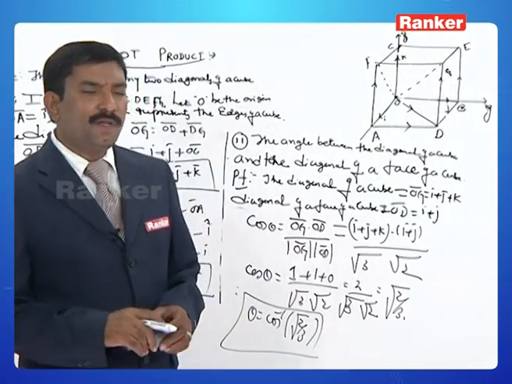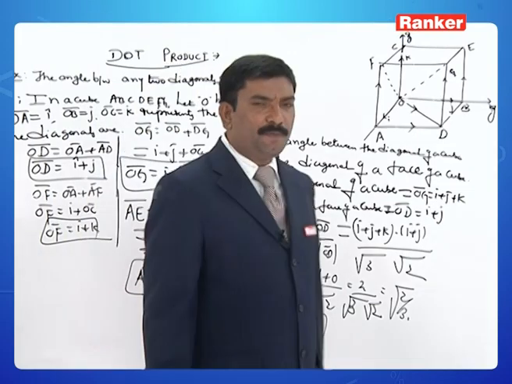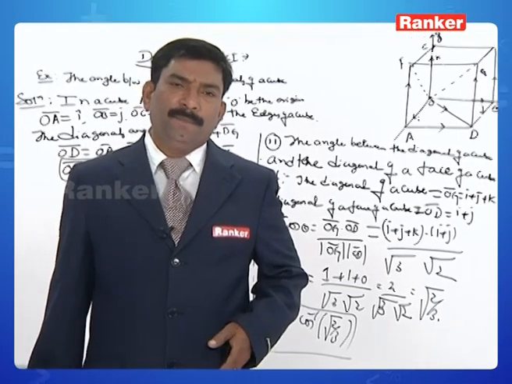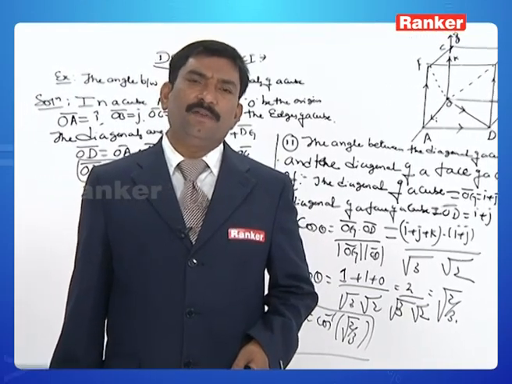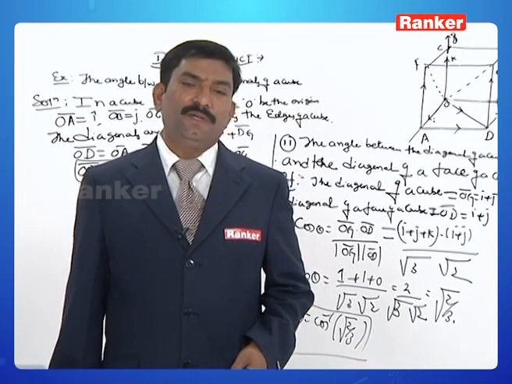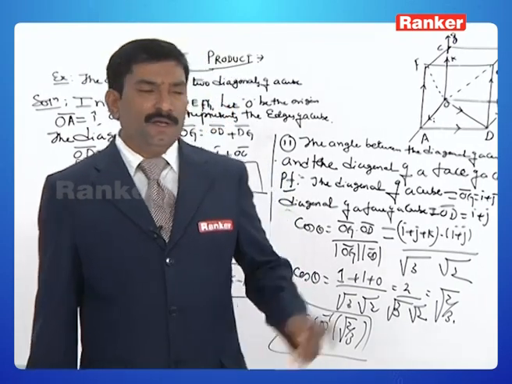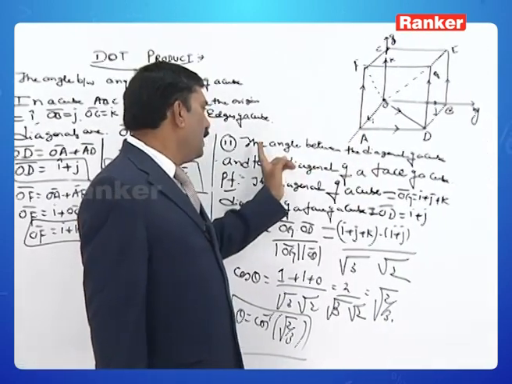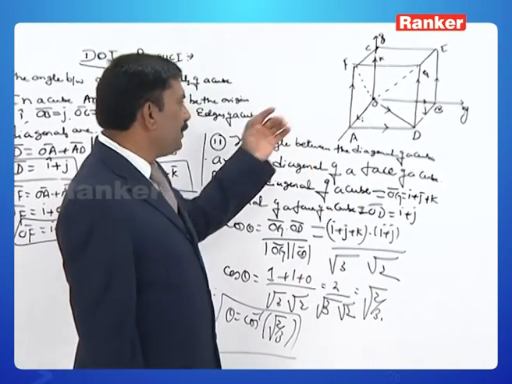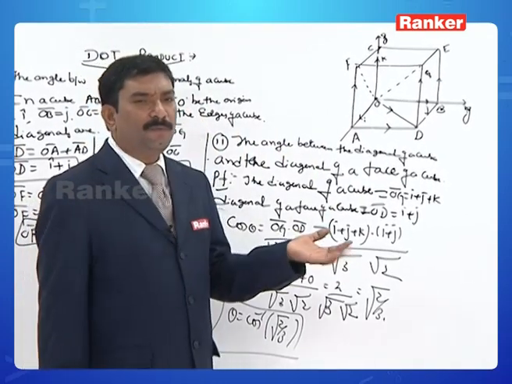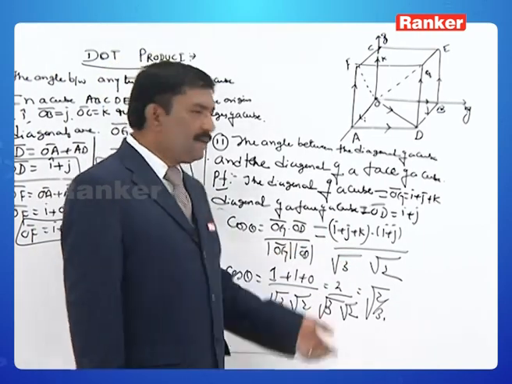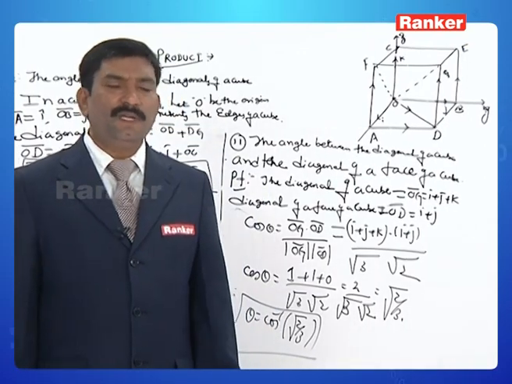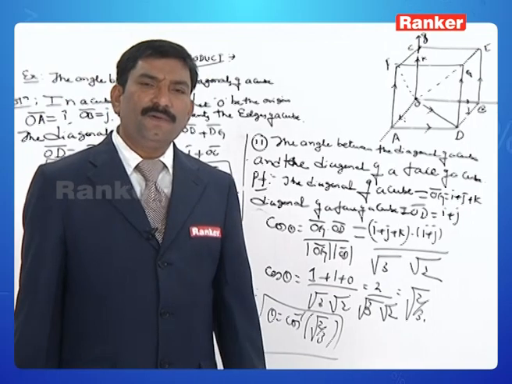Yes, students, we came across special examples by using the definition of our dot product related to angle. First we found out the angle between any two diagonals of a cube. Any two diagonals means OZ bar and AZ bar. Next we went for the angle between the diagonal of a cube, that is OZ bar, and the diagonal of a face of a cube, that is OD bar. Already we found out OD bar. We have found out OZ bar. Apply cos theta equals OZ bar dot OD bar by modulus of OZ into modulus of OD. Therefore the angle is cos inverse of square root of 2 by 3.